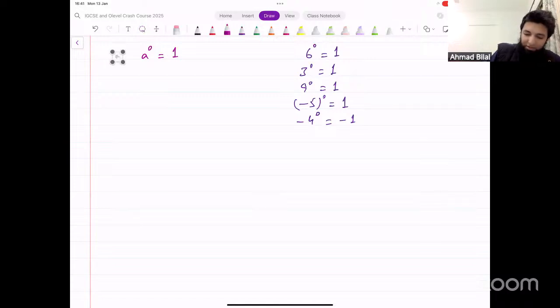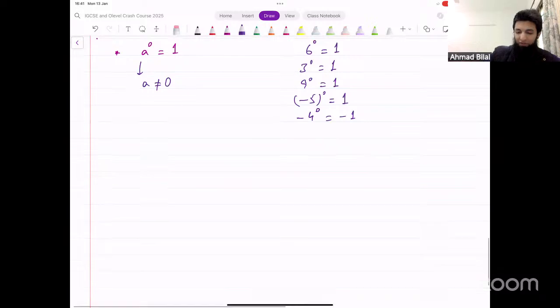Now, there's an exception here, and that is that a cannot be equal to 0. Okay? a cannot be equal to 0. Now, why is that? We will talk about that once we have discussed the next thing first.